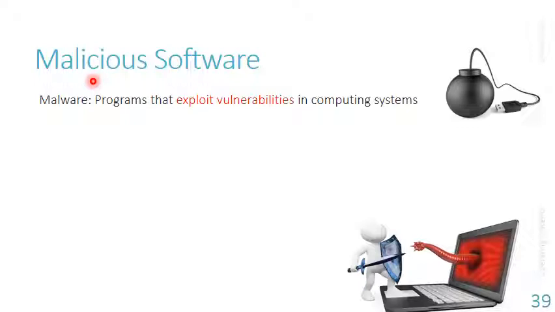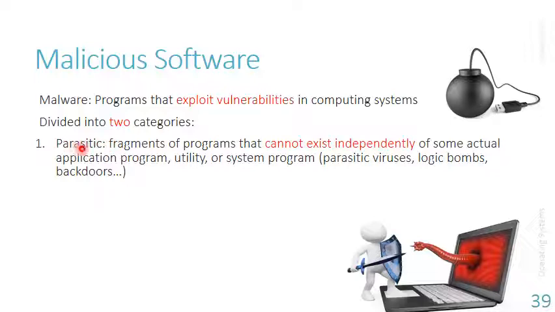So all we have to do is sneak a couple of lines of code in any of the programs that already exist, and those lines of code will do the job for us. So the first category would be parasites, fragments of programs, so they cannot exist independently. They need to go into an application program or system program, any kind of process over there, and try to do the harm.